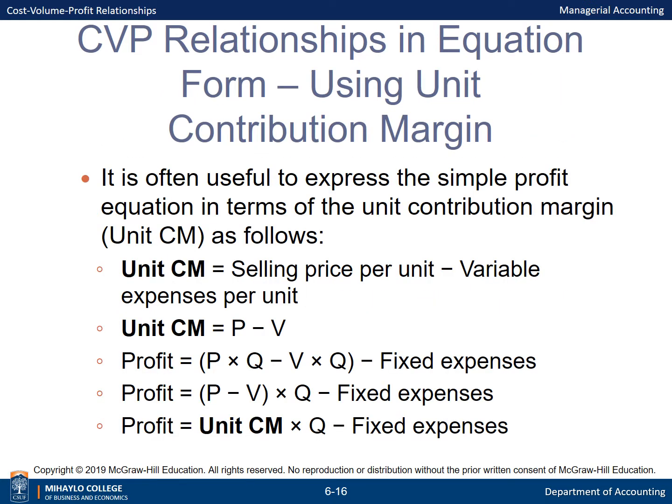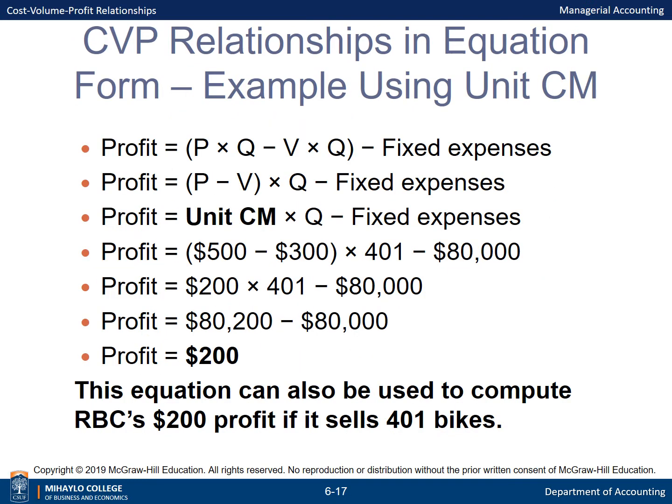It is often useful to express the simple profit equation in terms of the unit contribution margin, unit CM, as follows. Unit CM equals selling price per unit minus variable expenses per unit, or unit CM equals P minus V. The profit equation can be expressed as profit equals unit CM times Q minus fixed expenses. This can be used to compute RBC's $200 profit if it sells 401 bikes.